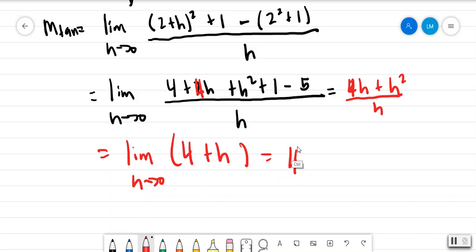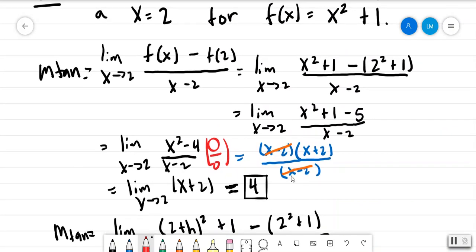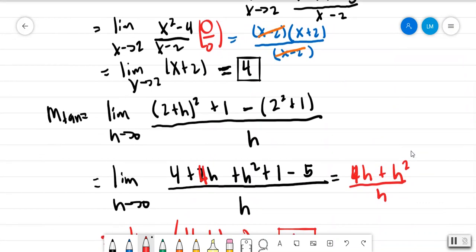So essentially I get the exact same thing, but it's really just a matter of preference. Do you like having to FOIL, or would you rather just factor? Because that's kind of what I did over here. So it's either or.